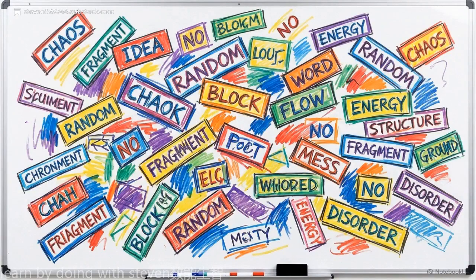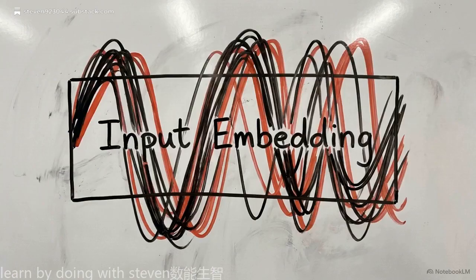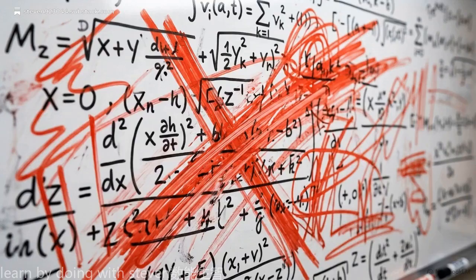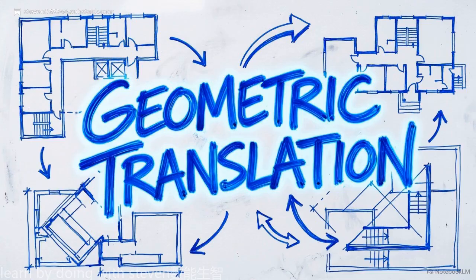It is completely blind to word order. The original transformer solved this by injecting absolute sine and cosine waves directly into the input embeddings. But this hard-coded absolute positional data introduces messy cross-terms during calculation, muddying the mathematical signal. The modern consensus solves this using rotary positional embeddings, or RoPE.